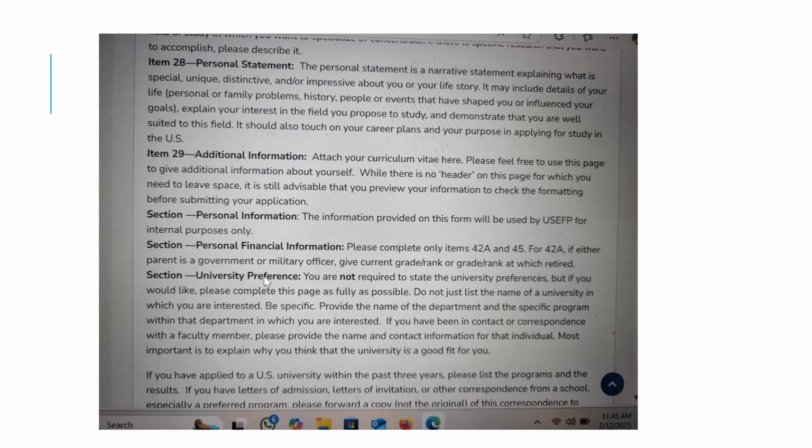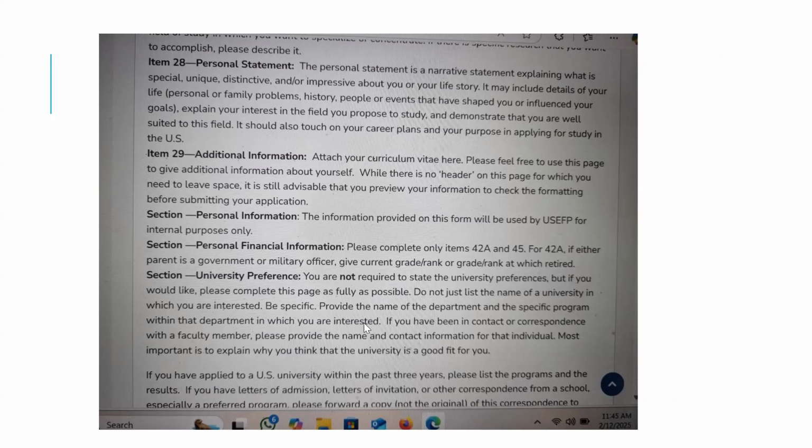Now, this is where you are given choices to write your preferences. This also means that you will need to look at some of the universities that you are interested in applying to and whose programs you want to apply in. You're not required to state the university preferences, but if you would like, please complete this page as fully as possible. Do not just list the name of a university in which you are interested. Be specific. Provide the name of the department and the specific program within that department in which you are interested.